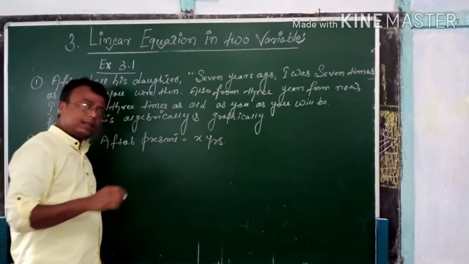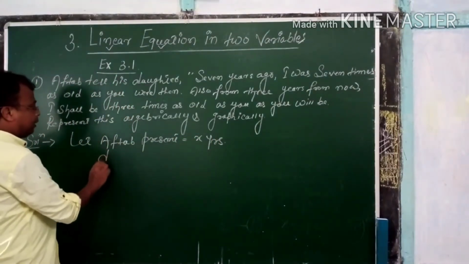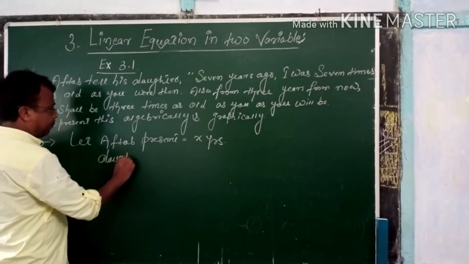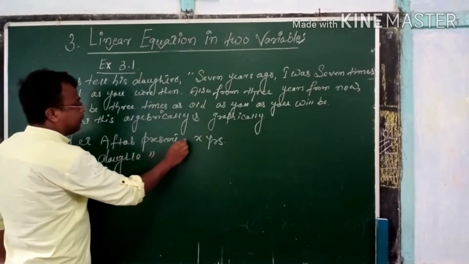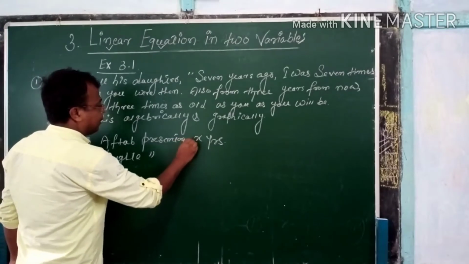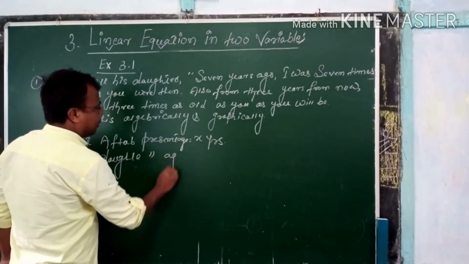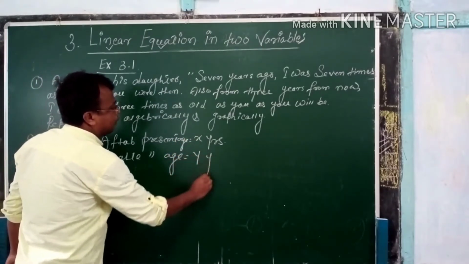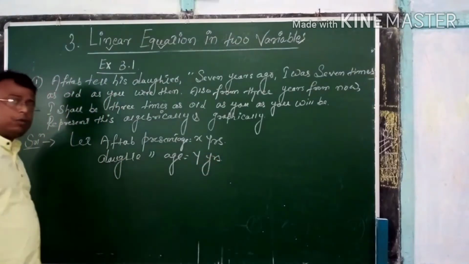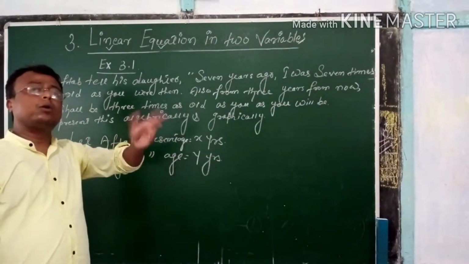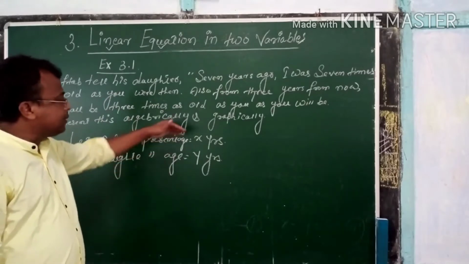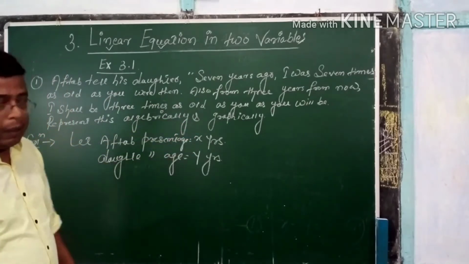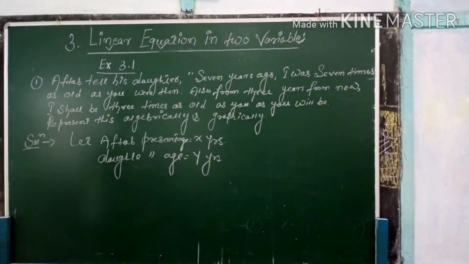आफ्ताब का प्रेजेंट एज कितना है? x years है, और daughter's present age is, let us say, y years. We are discussing linear equation in two variables. That's why we have to suppose two different variables here. One is x, another one is y. Alright? Now come to the main part of the question.